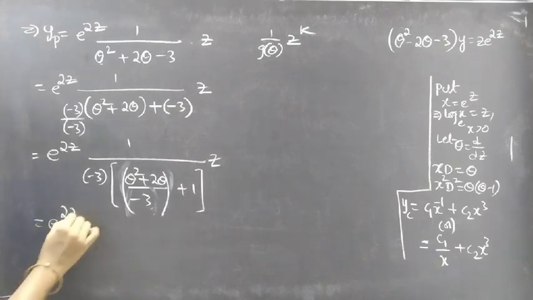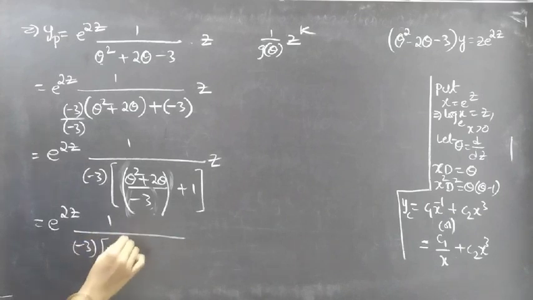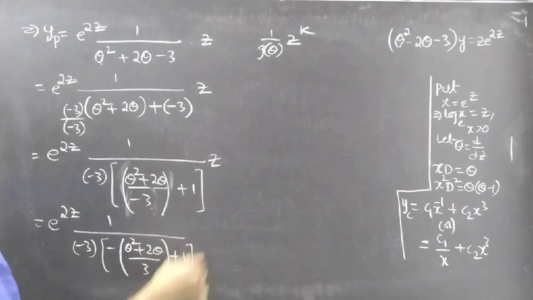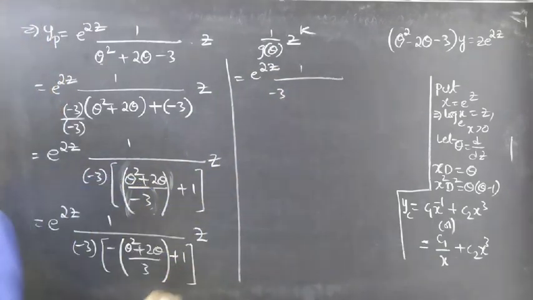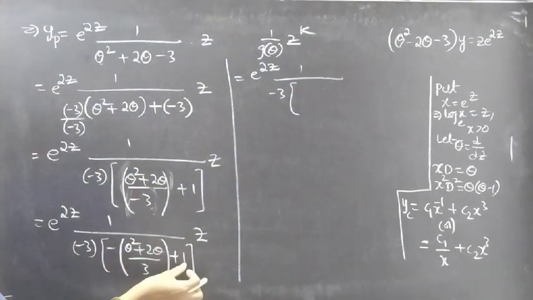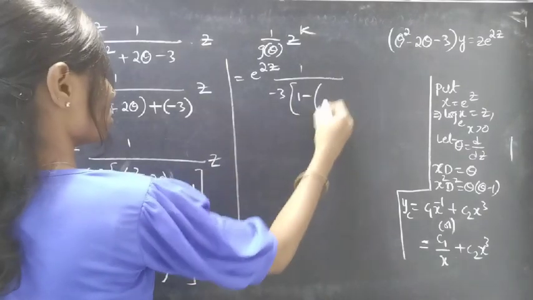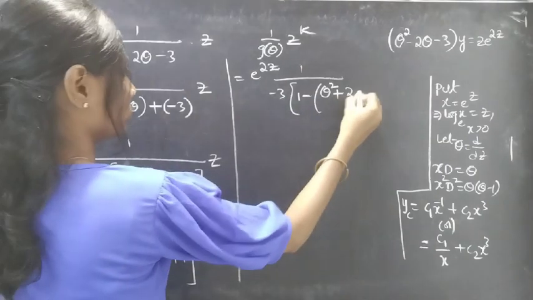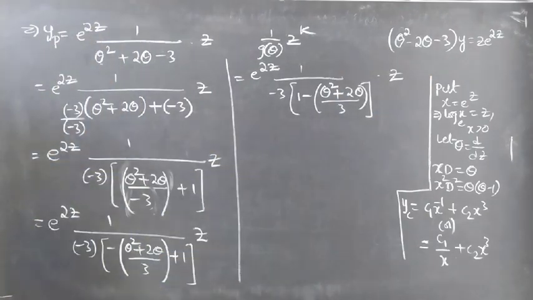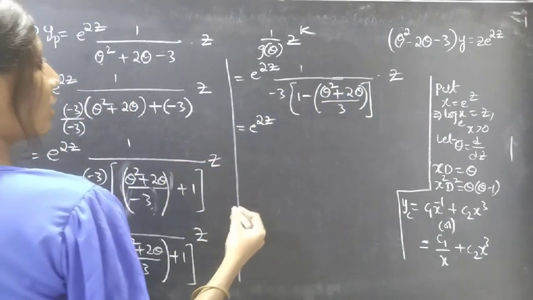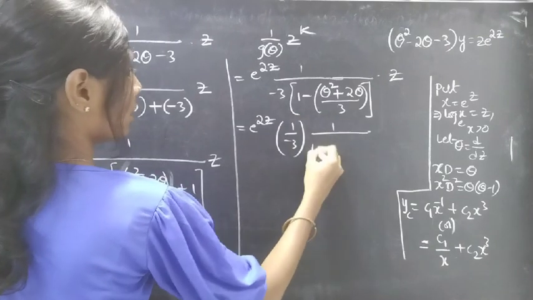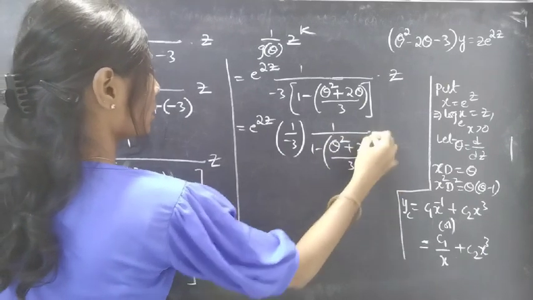Or we can write it as e power 2z into 1 by minus 3 into, we'll write theta square plus 2 theta by minus 3 as minus of theta square plus 2 theta by 3 plus 1 into z, right? Now this becomes e power 2z into 1 by minus 3 into, let's write the term involving the plus sign first. So we'll get 1. Now write the term involving the minus sign. We'll get 1 minus of theta square plus 2 theta by 3 into z, right? Now split the fraction. We'll get e power 2z into 1 by minus 3 into 1 by 1 minus of theta square plus 2 theta by 3 into z.